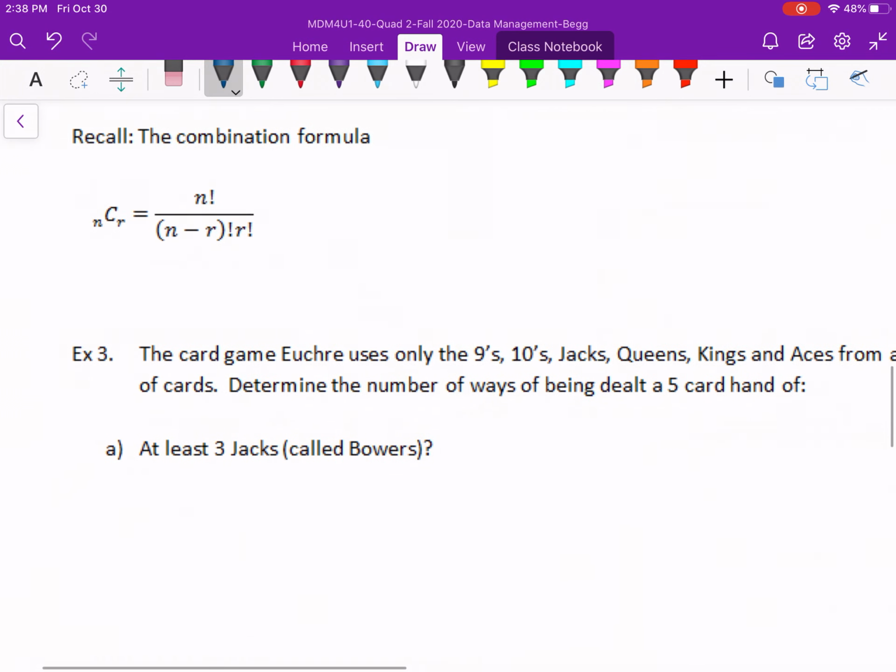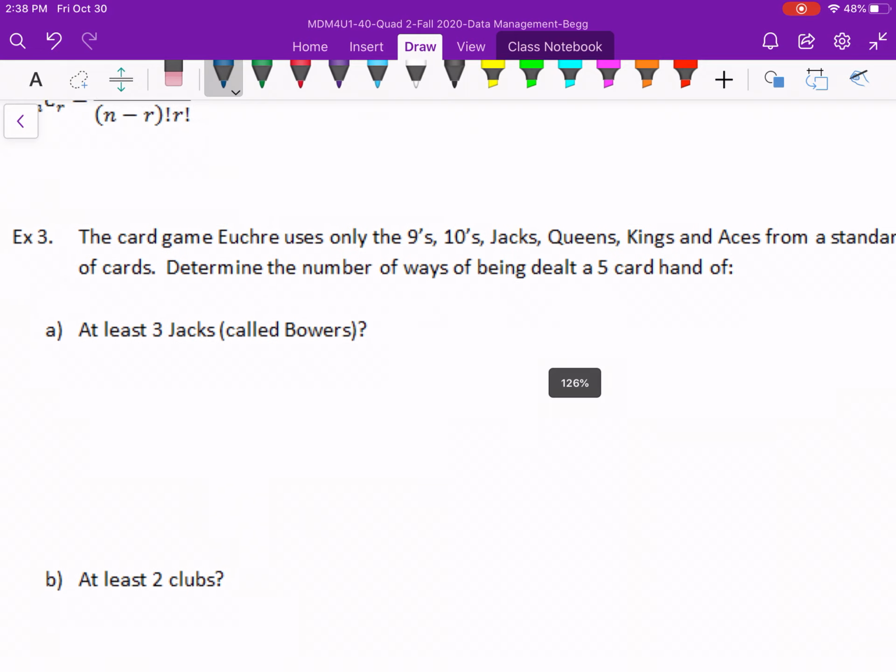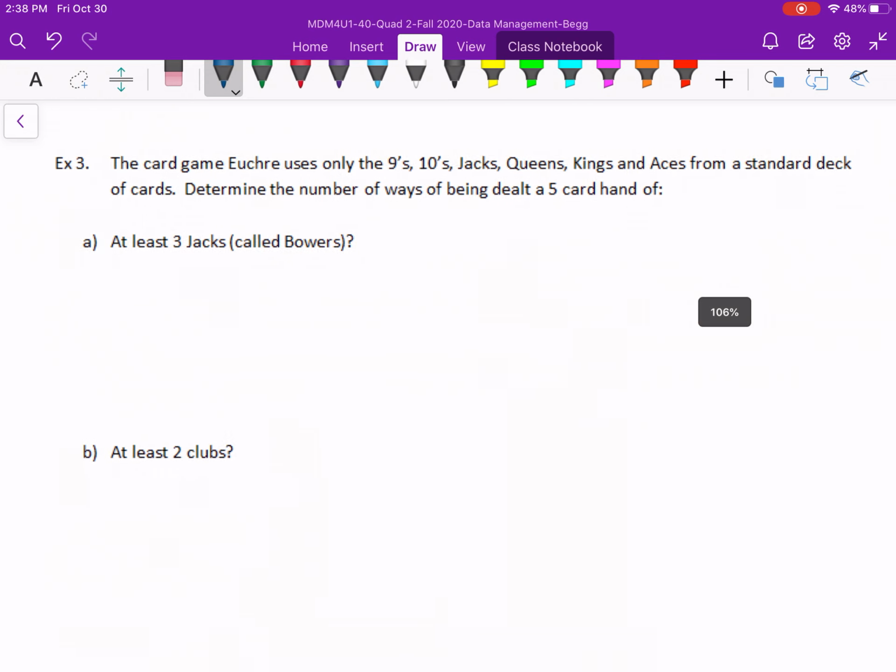Oops, I did not mean to go away from there. There we go. Here's a recollection of the combination formula. Remember, it's the same as the permutation formula, except we got that extra r factorial on the bottom, and it tells us the number of ways that we can count things up if order doesn't matter.